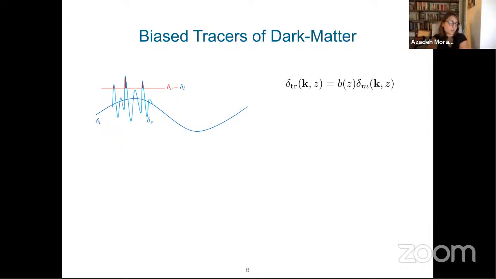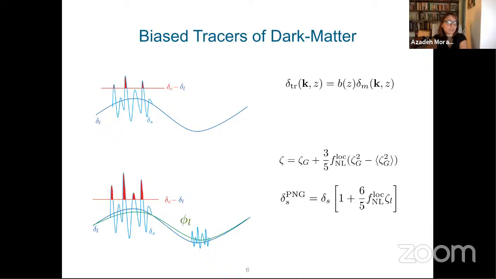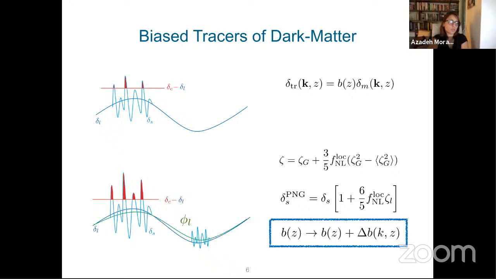In the absence of primordial non-Gaussianity, we know that galaxies or quasars are biased tracers of dark matter. On the largest scales, these biasing relations can be parameterized by a constant. In the absence of primordial non-Gaussianity, the long and short wavelength modes are not coupled on large scales, but when you have local shape non-Gaussianity, this will introduce a coupling between large and small scales, so long and short wavelength fluctuations. And this coupling will change the amplitude of the short scale fluctuations, and this change will translate into a change in the biasing relationship between a tracer and dark matter.